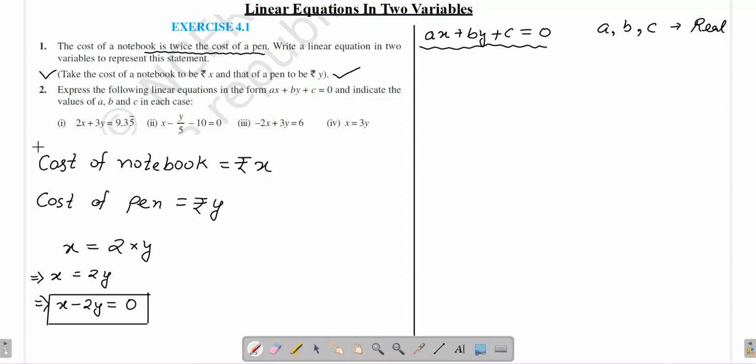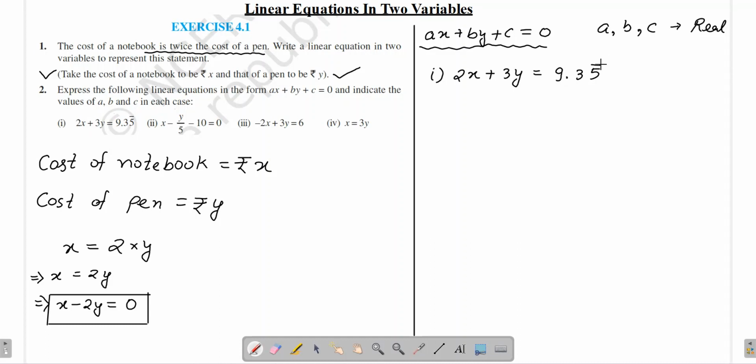Now the question says, and indicate the values of a, b and c in each case. If you can recall from the previous lecture, there I have already told you with the help of examples how to find the values of a, b and c. So let us take the first example question. It says 2x plus 3y is equal to 9.35 over, there is a bar.